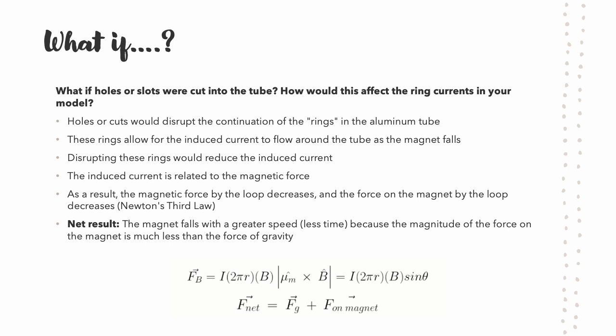Now I will answer the second what-if question: what if holes or slots were cut into the tube? How would this affect the ring currents in the model? They would disrupt the continuation of the rings in the aluminium tube, and the rings allow induced current to flow around the tube as the magnet falls. Disrupting these rings would reduce the induced current, and the induced current is related to the magnetic force, so as a result the magnetic force by the loop decreases, and the force on the magnet by the loop decreases. The net result is that the magnet falls with greater speed, taking less time, because the magnitude of the force on the magnet is much less than the force of gravity.